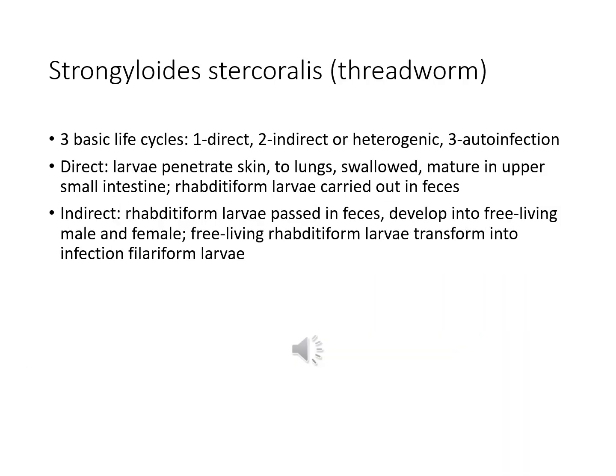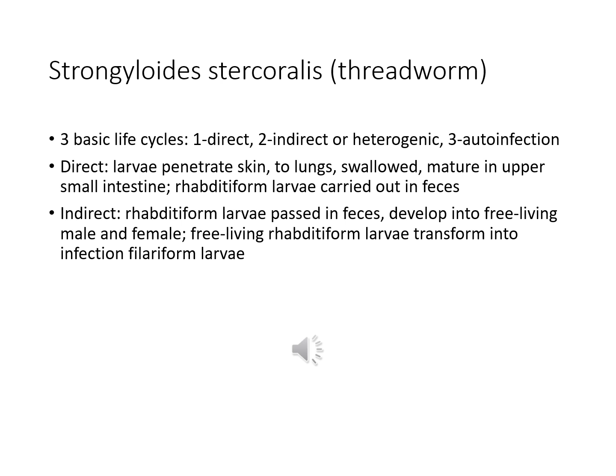So Strongyloides stercoralis is known as a threadworm. Anytime you see the term autoinfection or auto-reinfection, you always need to correlate that with Strongyloides stercoralis. It is the only one that will do that. So Strongyloides has 3 life cycles: direct, indirect or heterogenic, and the autoinfection.